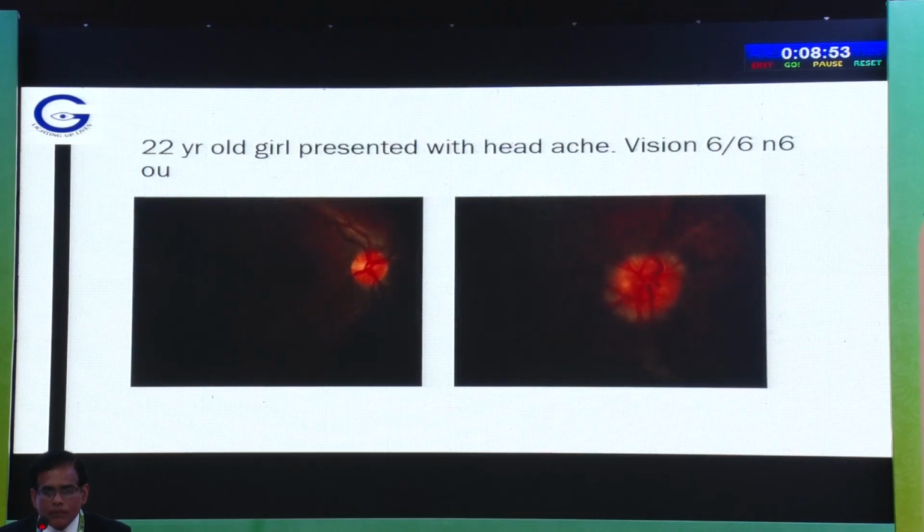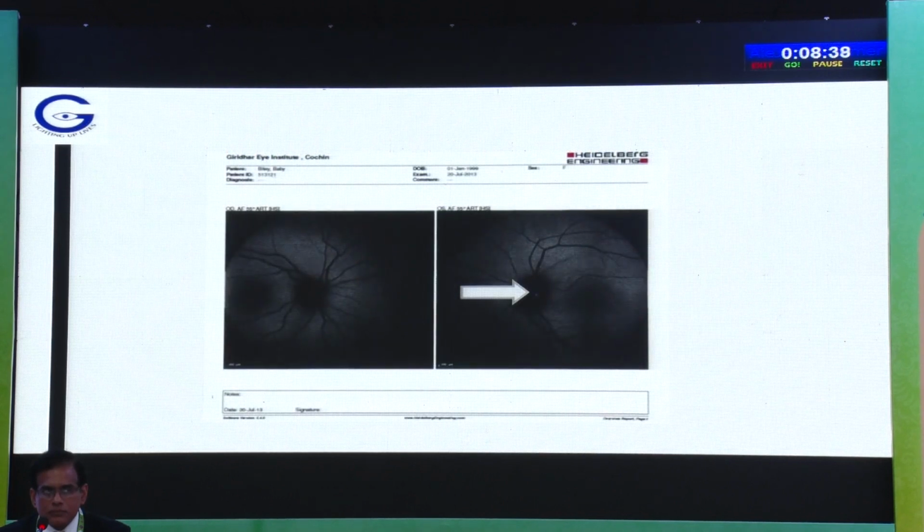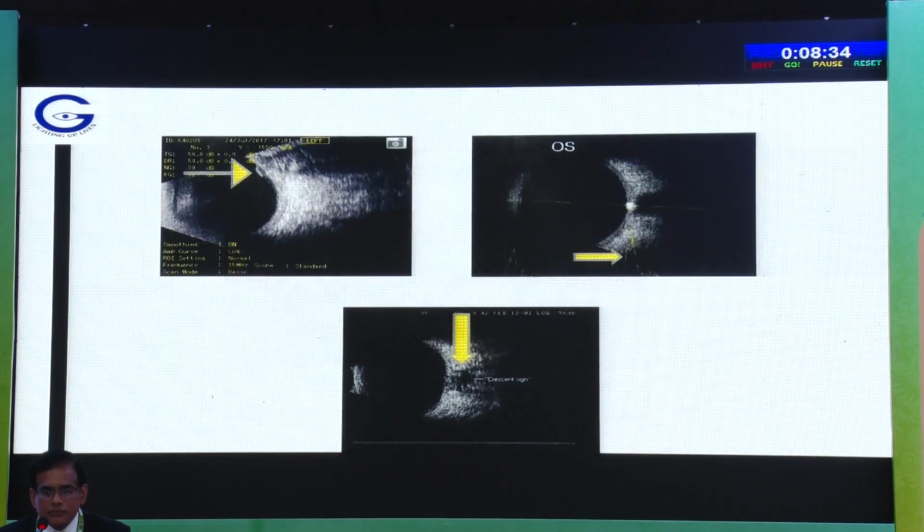Now coming to a 22-year-old girl who presented with headache, and vision was 6/6 in both eyes, and the left eye showed an elevated disc and vessels were normal. So to begin with, we did a simple test, FAF, that picked up the buried drusen. To confirm this, we went ahead and did the B scan. The B scan showed the optic nerve head drusen as shown in the arrow.